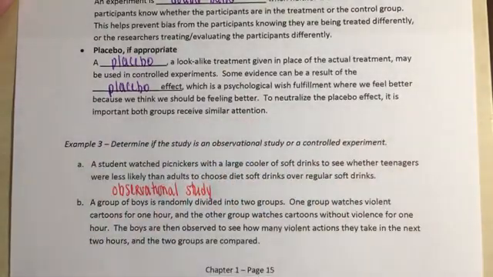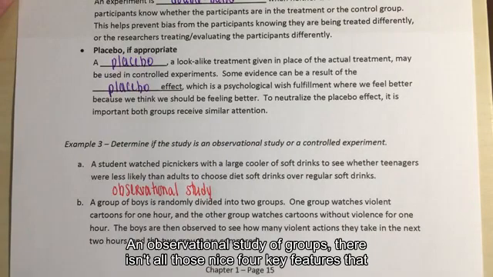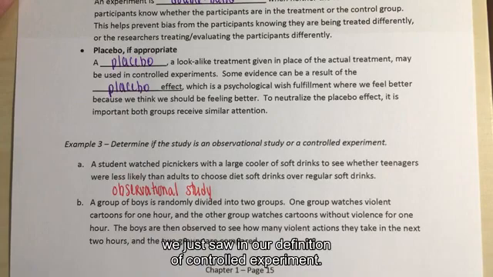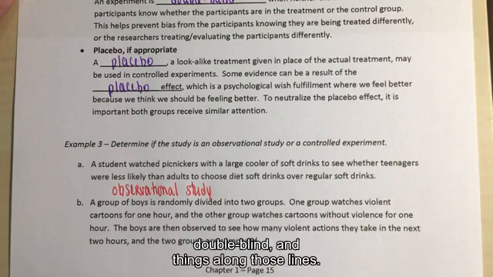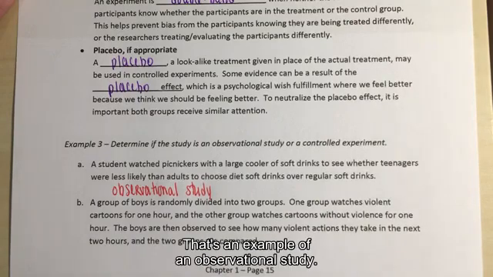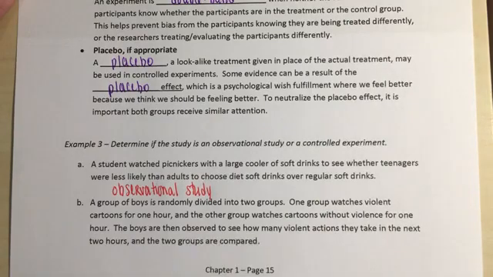Right. So in an observational study of groups, there aren't all of those nice 4 key features that we just saw in our definition of controlled experiment. Right? We aren't controlled and randomized, we aren't double blind, and things along those lines. So that's an example of an observational study.